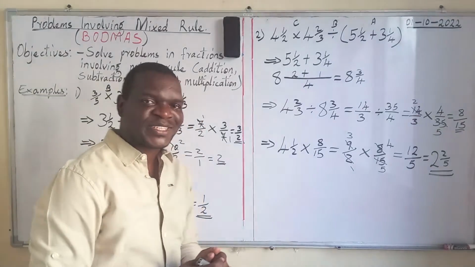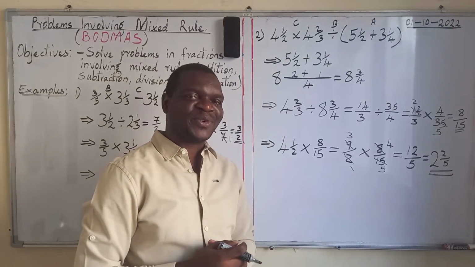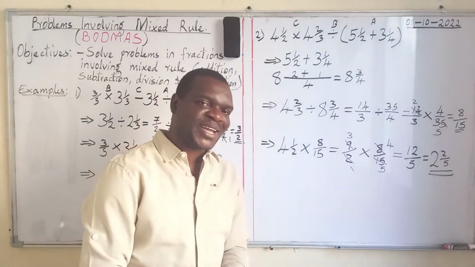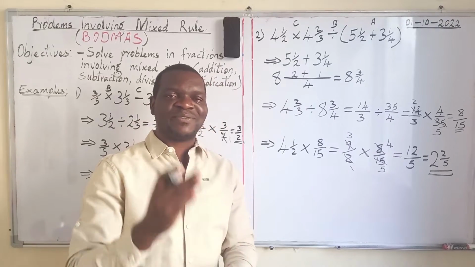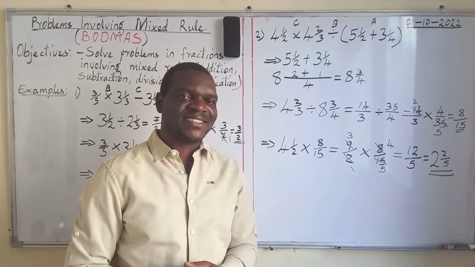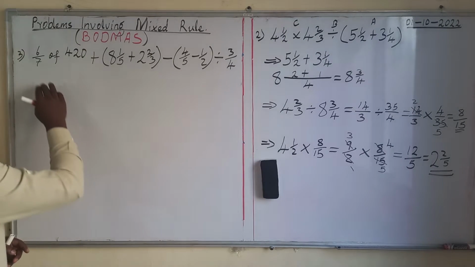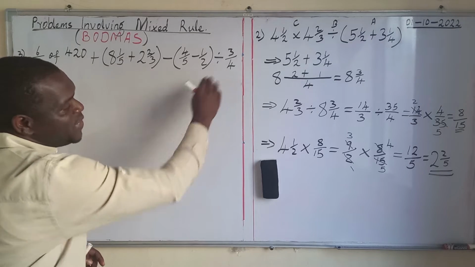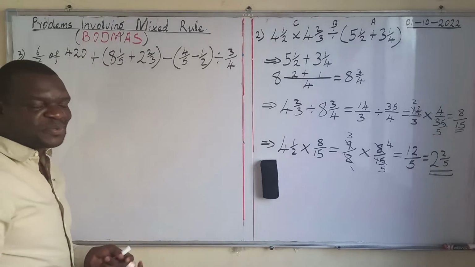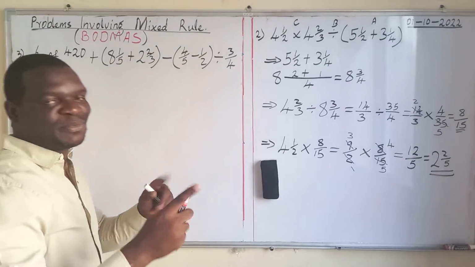If this is well understood, then we can move on to the third and the last example, of course, so that we can apply our knowledge of addition, subtraction, multiplication, and division of fractions that we've learned in our previous lessons. Here we have our third example, and of course it's seemingly very long. Just at first sight you may get scared that perhaps it's a very difficult question, but this is one of the simplest questions to solve as far as BODMAS is concerned.